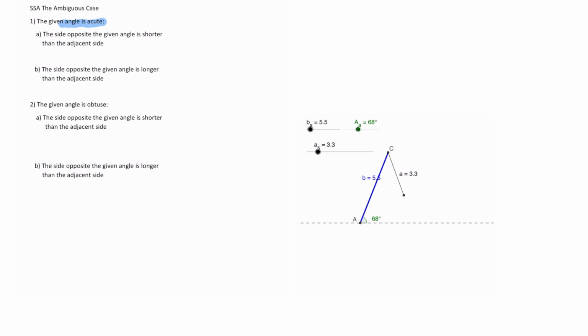And if that side is too short, then I won't get a triangle at all. It'll just dangle. So under this, the side opposite the given angle is shorter than the adjacent side. If it's too short, you don't have any triangles, so 0 triangles.